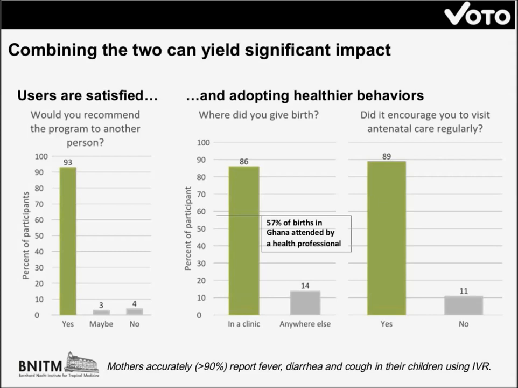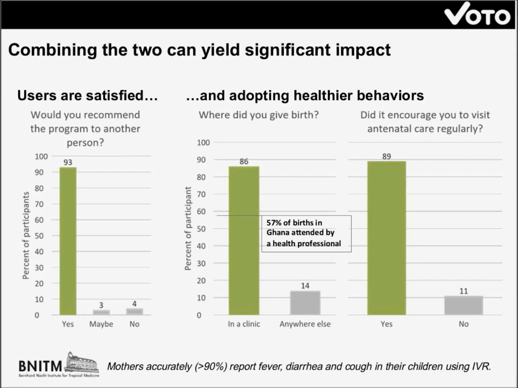So in northern Ghana, or in Ghana overall, the rate of attended birth is about 57%. The women who participated in our project self-reported that 86% of them had given birth at a clinic. And that's staggering. We were so impressed. And also the satisfaction in general with the project and the program, everyone's very happy.